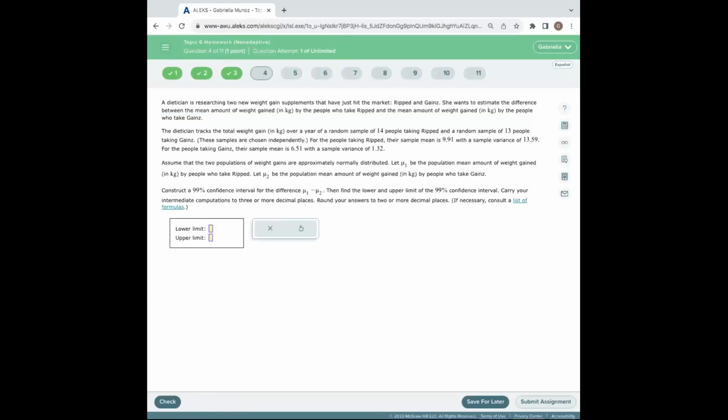Now it's back with the 99 one. Assume that the two population weight gains are normally distributed with population mean amount, carry out. So this is the same calculation as the previous one, except they're giving you variance instead of standard deviation, which is okay.